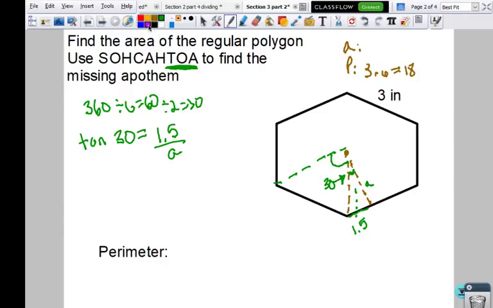Alright, so if we're going to go through and solve this, what's the first thing I should do? Or if I'm going to solve it for A right here, what's the first thing I should do? How about we plug tangent of 30 into Desmos?